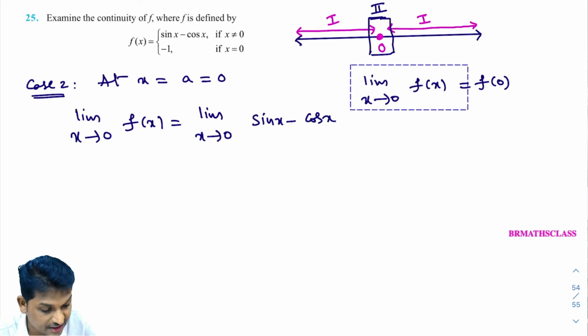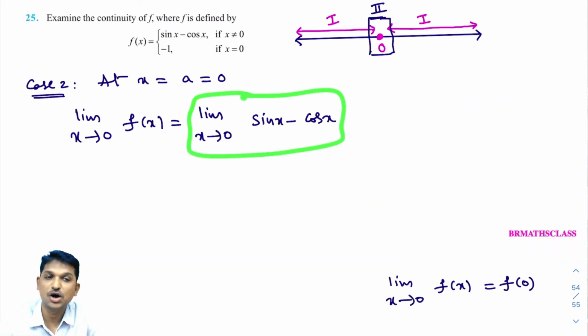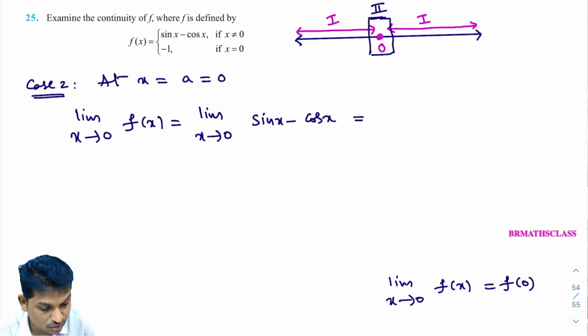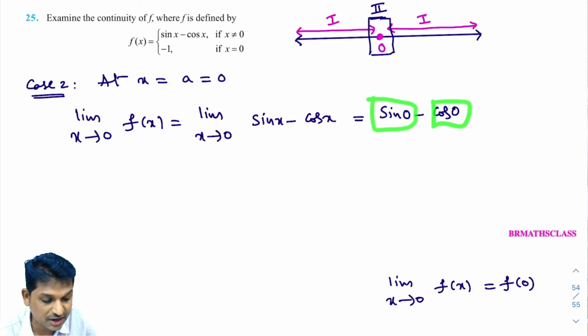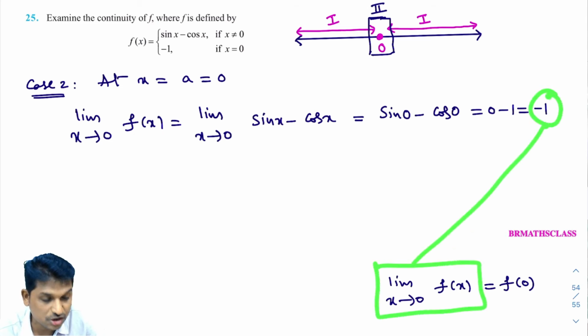Now I need to calculate this limit. How will we calculate this limit? By direct method. What is the direct method? In the given function, wherever x is there you write 0. What will you get? Sin 0 minus cos 0. From the trigonometry table, you know sin 0 value is 0, cos 0 value is 1. So that equals 0 minus 1, that equals minus 1. So when I calculated the limit as x approaches 0 of f of x, I got minus 1.